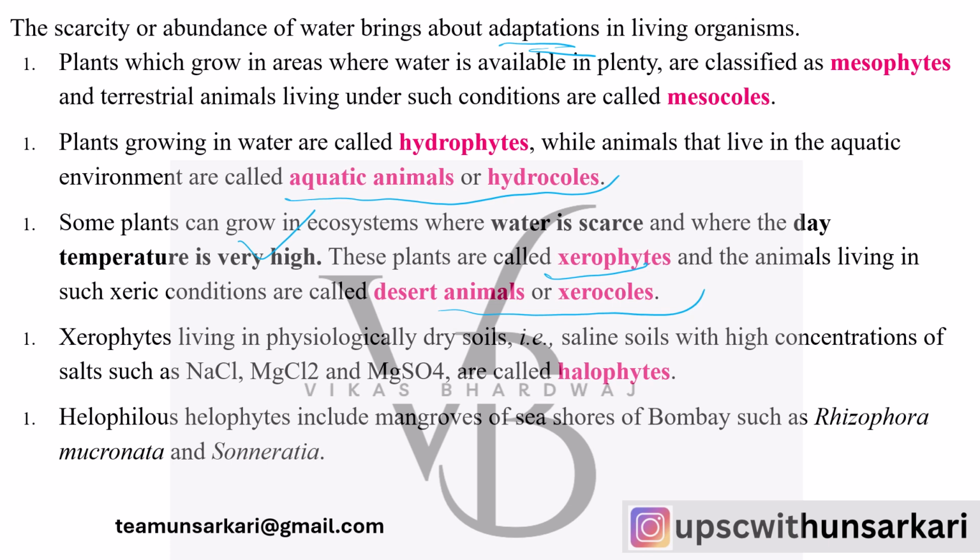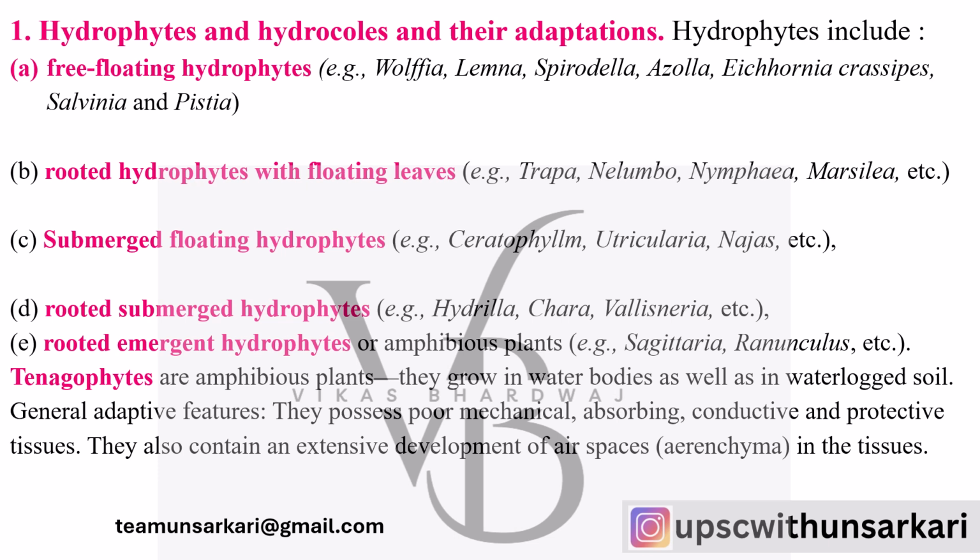what is xerocoels. So plants living in physiologically dry soils, for example, saline soils with a high concentration of salt, such as in the Rann of Kutch, which have sodium chloride and magnesium sulfate, are called halophytes. Halophytes include mangroves of the seashores of Bombay or even of the Andamans, such as Rhizophora, Mucronata and so on. This understanding can help us remember different animals and plants. Let's see hydrophytes and hydrocoels and their adaptations.